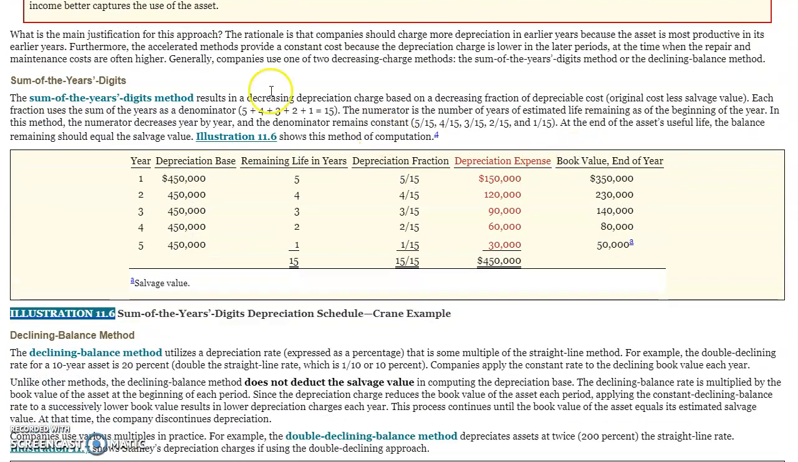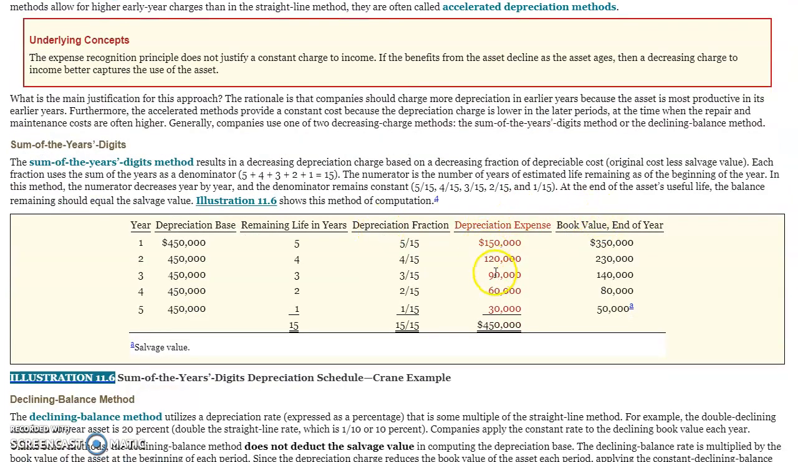The new one in this textbook is sum of the year's digits. Sum of the year's digits may seem difficult, but I promise you it is not, right? For our case in this book, and funny fact, I just recorded a video for you guys for this one, and they use the same numbers. So that's a coincidence. When you're doing the sum of the year's digits, your focus is going to be on, one, finding your depreciable base, so essentially the amount that you're allowed to depreciate, and then you are going to be depreciating it using a fraction for each year, right?